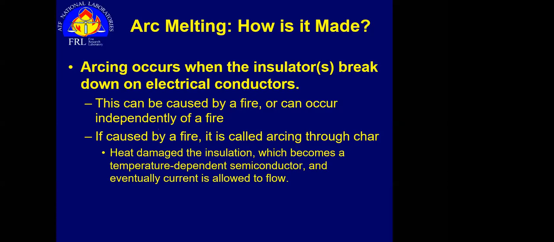So when we get arcing caused by fire impingement, we call it arcing through char. So heat's damaging the insulation. That insulation becomes a temperature-dependent semiconductor, meaning the higher the temperature goes, the better of a conductor it is, and if I lower the temperature, it actually becomes a worse conductor. And we're going to get to a point where we're able to actually sustain current flow, and it just punches through the last atom that's intact, and now we have a fault.